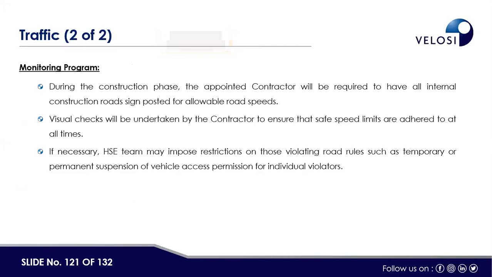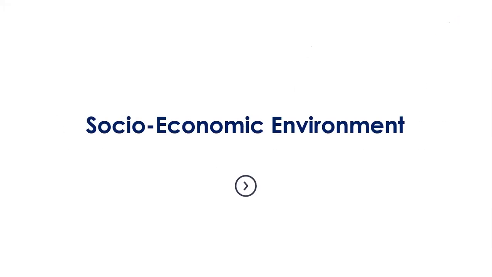The appointed contractor will be required to have all internal construction roads sign-posted for allowable road speeds. Visual checks will be undertaken by the contractor. If necessary, the HSE team may impose restrictions on those violating road rules, such as temporary or permanent suspension of vehicle access permission for individual violators.